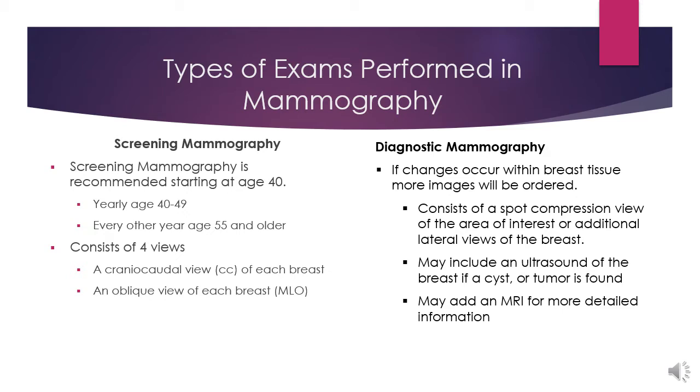The screening mammogram consists of a cranial caudal view of each breast and an MLO, or a mediolateral oblique projection, of each breast. If there happens to be some type of abnormality on the screening mammogram, the patient is then sent to get a diagnostic mammogram, which consists of spot compression views of the area of interest. It may also include an ultrasound as an additional source to see if the area on the breast is a cyst or a tumor, and they may also be sent for MRI for additional imaging.